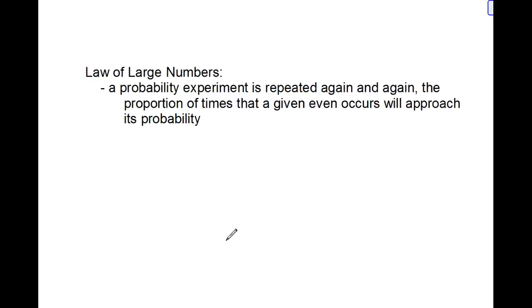Now here we have the law of large numbers. What this says is that when a probability experiment is repeated again and again, the proportion of times that a given event occurs will approach its probability. So in other words, if we flip a coin 10 times, it doesn't mean we'll get 5 heads and 5 tails, but if we flip a coin 100 times or 1,000 times, we will approach that 50%. So the more times that we do it, the more likely we are to approach that actual probability that we expect.